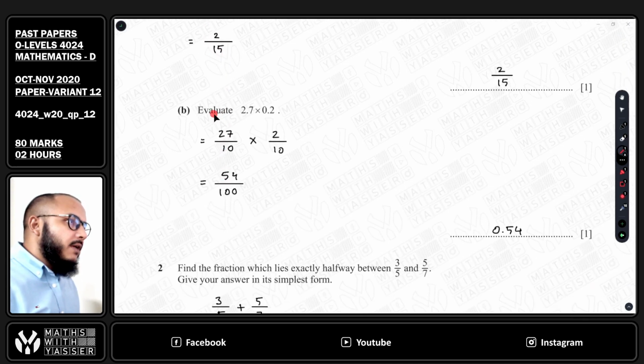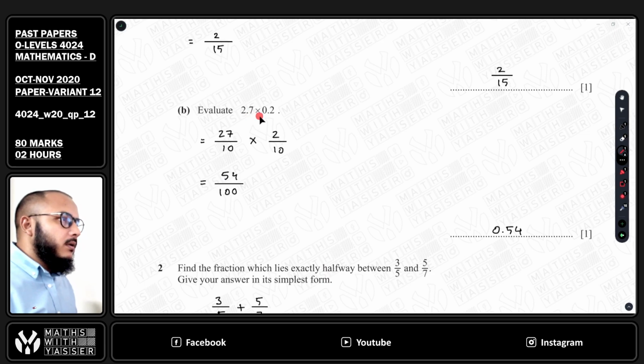Then we have evaluate 2.7 times 0.2. So 2.7 can be written as 27 over 10 and 0.2 can be written as 2 over 10. So that will be 54 in the numerator and 100 in the denominator. That means our final answer will be 0.54.